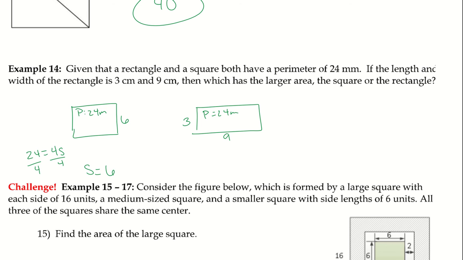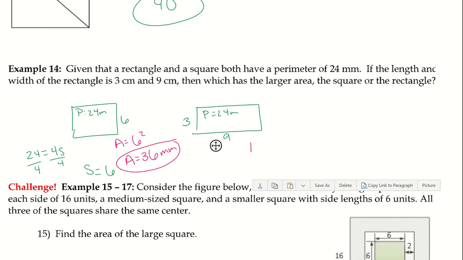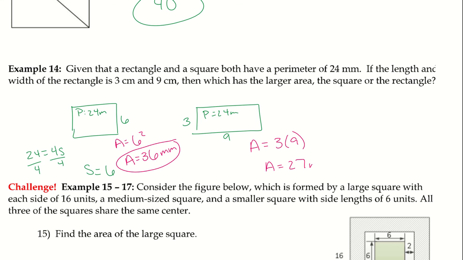Okay, now we can go ahead and find the area. So the area for the square will be 6 squared, which will give me 36, and we have millimeters. I just realized I only put 1 m, but so we have 36 millimeters here. And then my area of a rectangle is just base times height. So I'll do 3 times 9, so my area equals 27 millimeters. So therefore, the area of the square is larger.